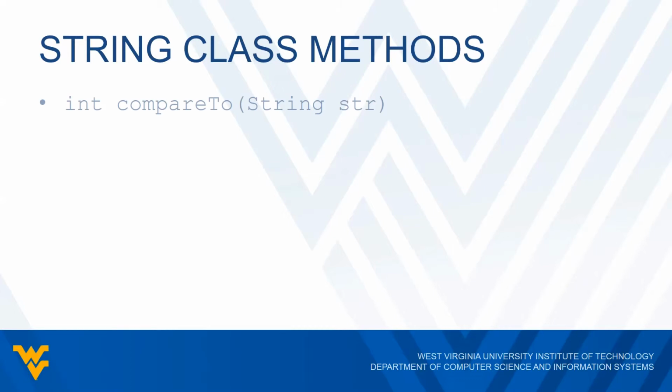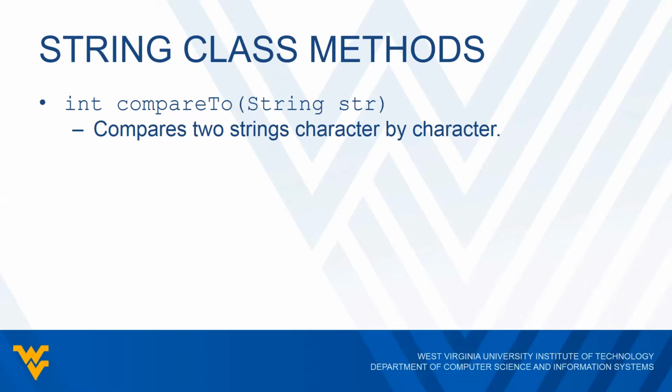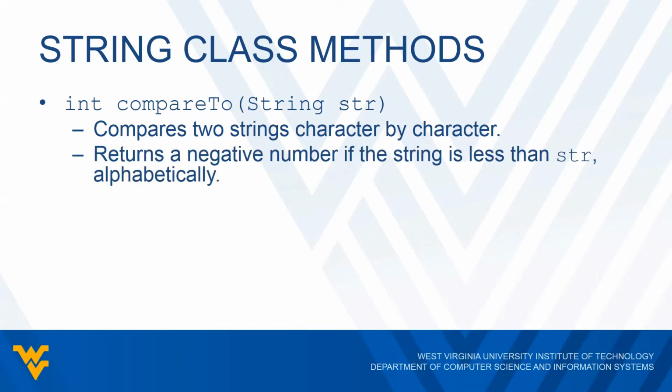We'll now take a look at the compareTo method. This method simply compares two strings, one character at a time. And it's going to return an integer value. And depending on what that value is tells us the result of our comparison. So it's going to return one of three things. If it returns a negative number, and we're not going to worry about exactly what that negative number is, all we care about is that it is a negative number, then that means that our string object is less than str alphabetically. What does that mean? It means that our string object comes before whatever string is in str in alphabetical order.